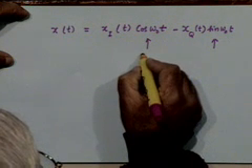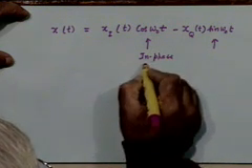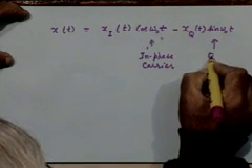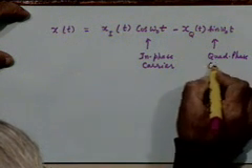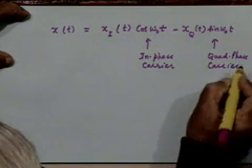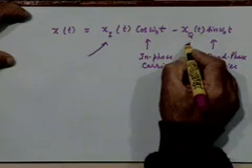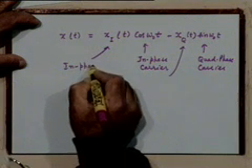So it's just terminology. We call this an in phase carrier and this a quadrature phase carrier. And these two are the in phase and quadrature phase components of x(t).